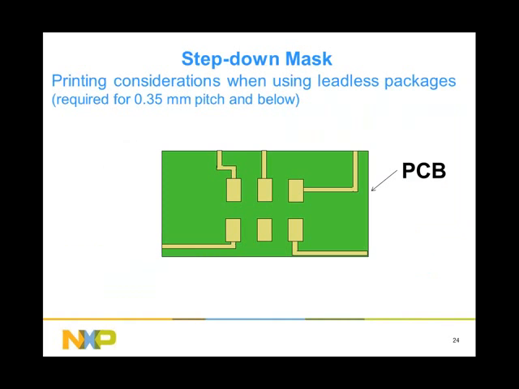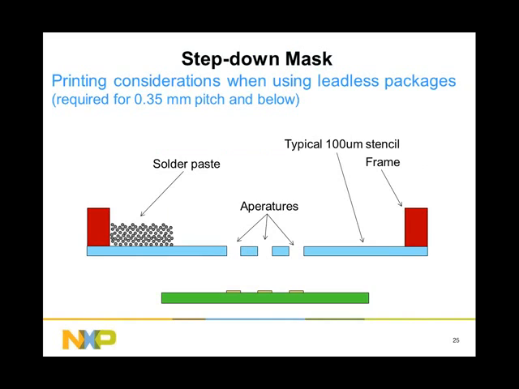Let me explain to you how the step-down mask works in the printing operation of putting the solder on the PCB. Here we have a PCB with 6 pads on it. Looking at it edgewise, you're looking in and you can see the 3 pads right there.